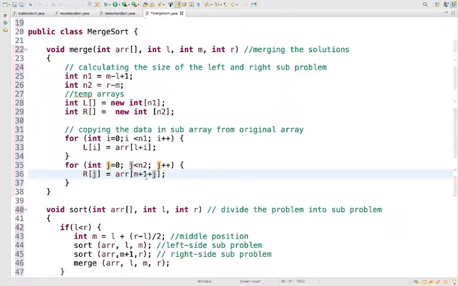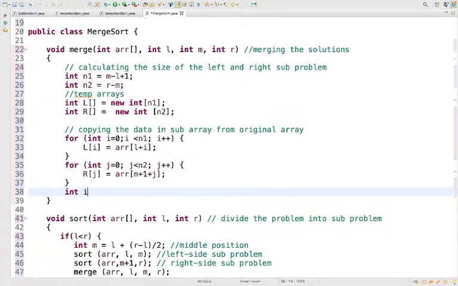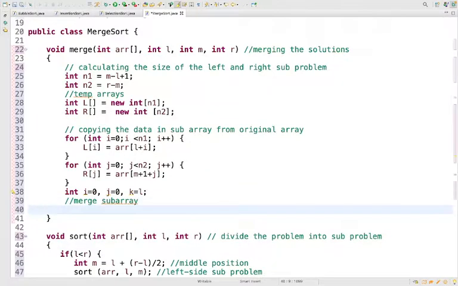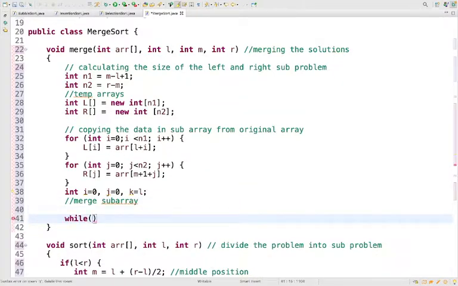Okay, now once we get these two different values, we have to sort them again. Once we get two subarrays, we have to sort them because we are trying to merge them here. So let's define some values here, and k equal to L. L will be the starting point. Right now we are going to merge the subarrays, and then we will write the main logic of combining them.